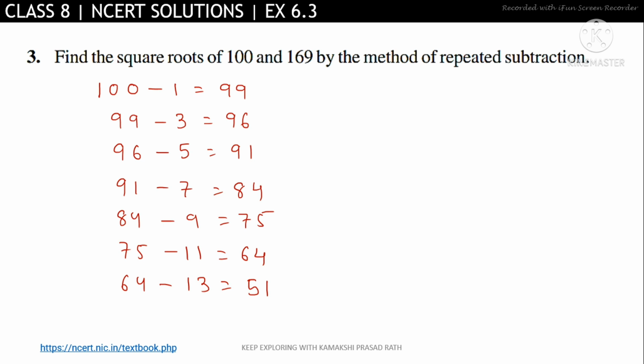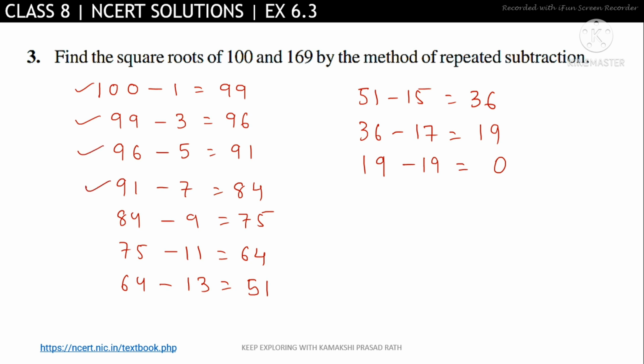And as we keep on moving, 51 minus 15, we get 36. Next 36 minus 17, we get 19. And the last odd number we'll use is 19. So 19 minus 19, we get 0. So we'll count now how many times we have subtracted. 1, 2, 3, 4, 5, 6, 7, 8, 9, 10. So 10 times we have subtracted. So we can say the square root of 100 will be 10.